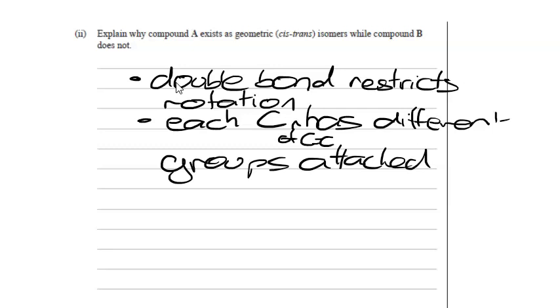So in our answer we'd just say that compound A has got a double bond, and each carbon of the double bond has got different groups of atoms attached to it, so it's got a hydrogen and a methyl group, whereas because compound B does not have a double bond, it cannot form a geometric isomer. So any answer like that, check the answers to see the model answer.